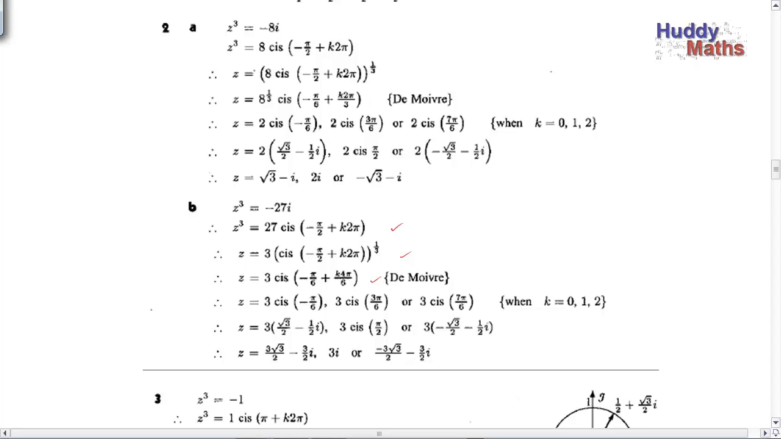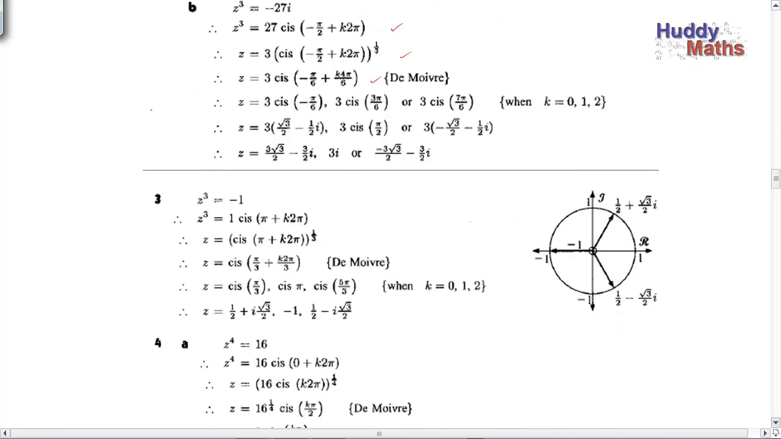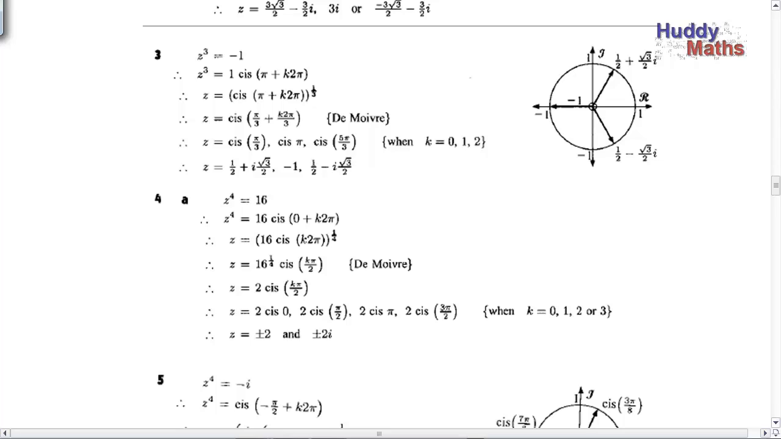Okay, come down now and let's have a look at question 3 and 4. Can you explain why the solutions are equally spaced around the Argand diagram? And what is the separation of those? What is the changing argument here? And why does that happen? Particularly answer that, I think.